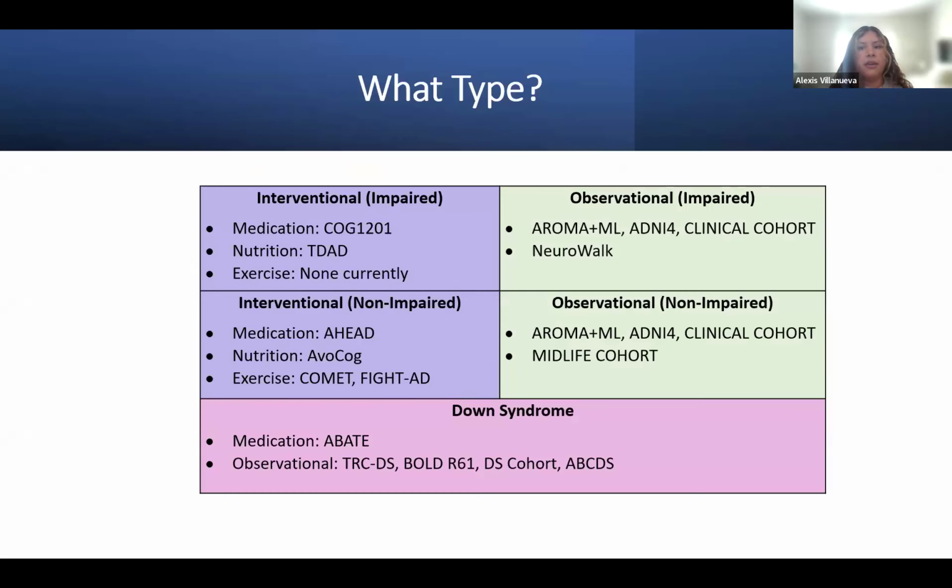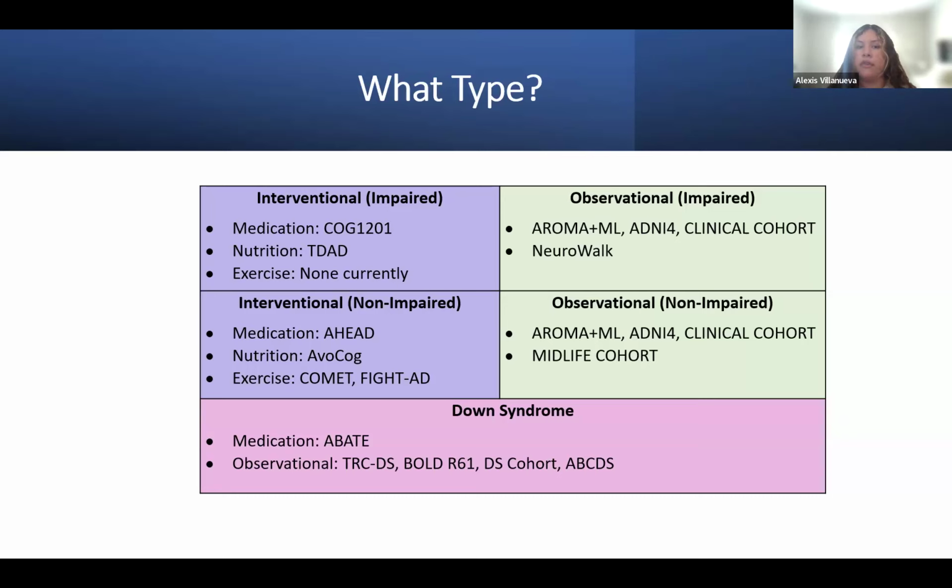The next thing that we think about is each study that we have is separated into a category. They're either interventional or observational. The interventional studies consist of medication, nutrition, and exercise studies, and the observational studies are for both impaired and non-impaired as well as interventional. And some of the observational studies were created for both impaired and non-impaired participants. So participants that have a memory diagnosis and participants who don't. And some examples of those are our AROMA study, our clinical cohort study, and our ADNI study.